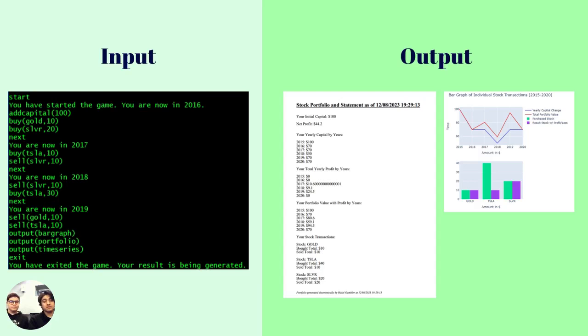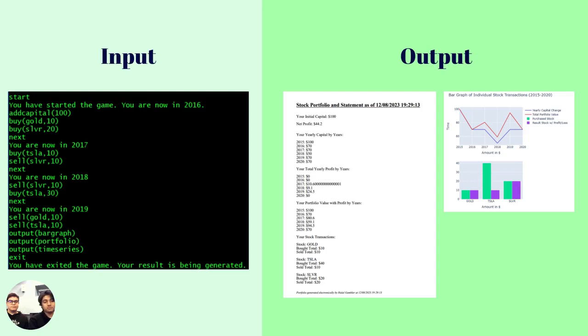All right, so let's directly get into what the input and output look like for our program. It's a game, actually. When the game starts, there are different types of commands the player can use. They can buy stocks, sell stocks, and add capital, as in how much money they want to start investing with. They also have conditional logic: they can move on to the next year, or exit the game.